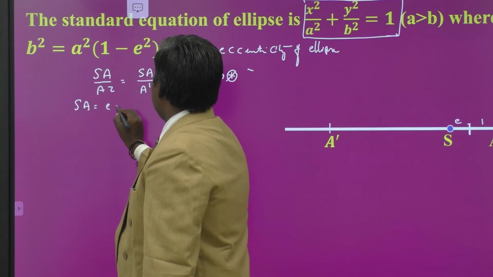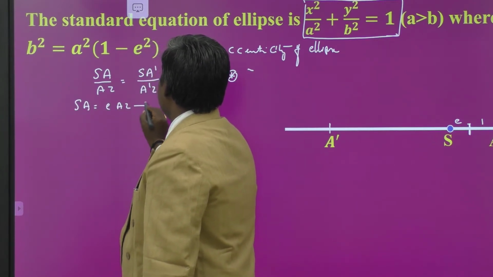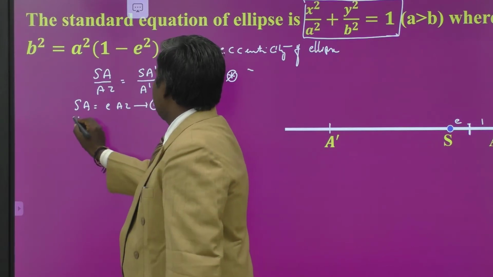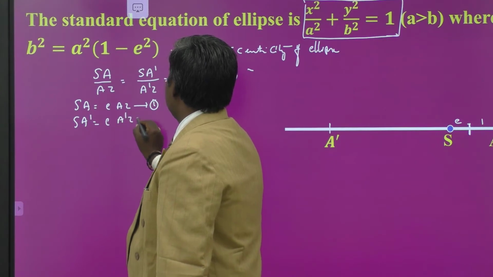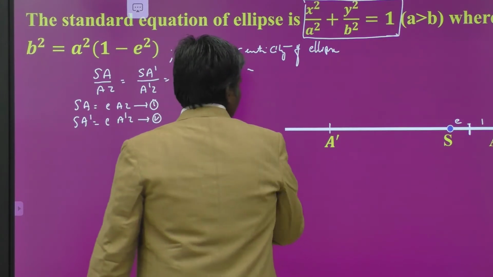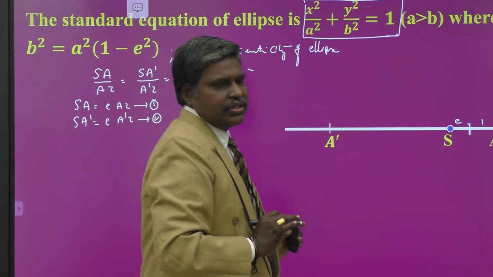SA is equal to e into AZ. This is equation number 1. SA dash is equal to e into A dash Z. This is equation number 2. Okay, keep these equations aside.